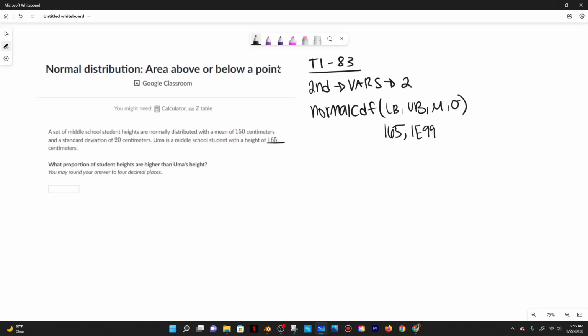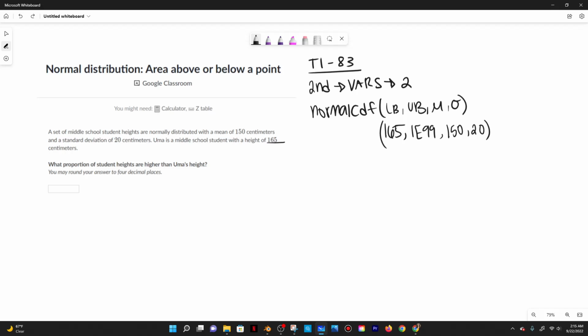So then the mu you would put in 150, and the standard deviation you would put in 20. Now just press enter, and then you should get the answer. And then really, you would just have to round yourself, and you would just have to know how to round, because I don't think there is a round function in the calculator? I don't even know, but yeah.